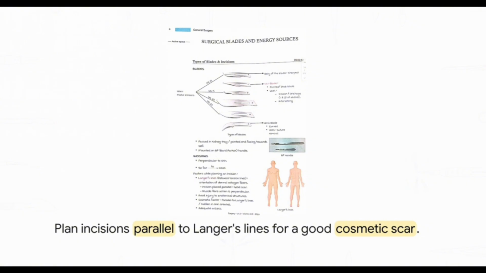We rely on Langer's lines. These are the relaxed skin tension lines and are based entirely on how the dermal collagen fibers are oriented. The golden rule you must remember: always place your incision parallel to Langer's lines. Why? For a good cosmetic scar that naturally hides right in the skin creases. But keep in mind, while your incision is parallel, the underlying muscle fiber action is usually perpendicular. And when you're physically cutting, your blade should be perfectly perpendicular to the skin, moving smoothly from far to near. Concept ekdam clear hona chahiye.